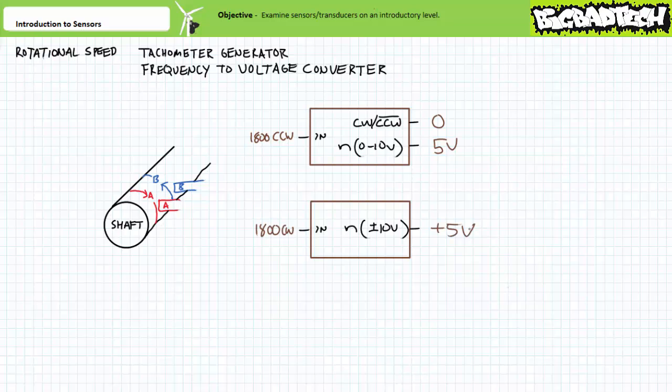An example using our previously scaled rotational speed sensor would be positive 5 volts for clockwise rotation at 1800 RPM and negative 5 volts for counterclockwise rotation at 1800 RPM. Alternative rotational speed measurement methods exist, including more robust relative encoding and incredibly sophisticated absolute encoding, which assigns each angular position on the shaft a unique digital address. We'll examine the details behind relative and absolute encoding methods in much later lectures.